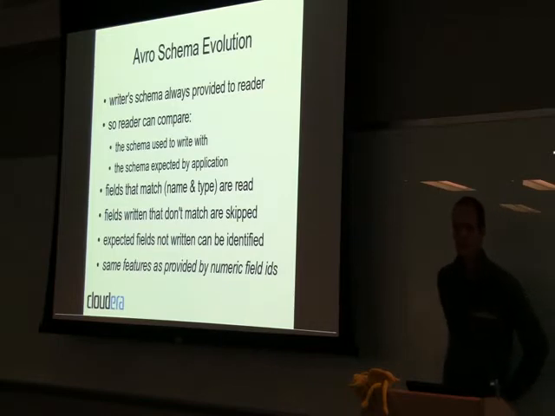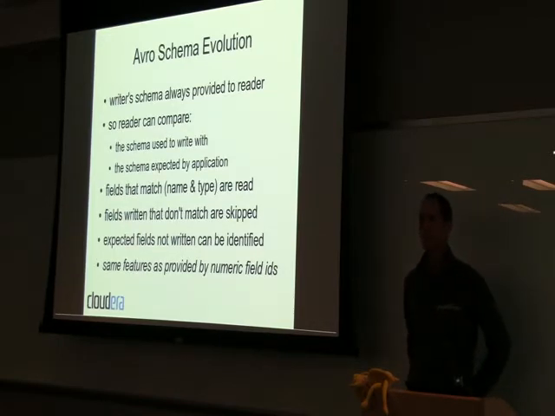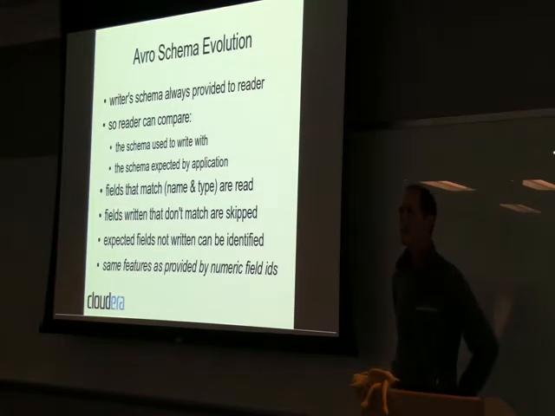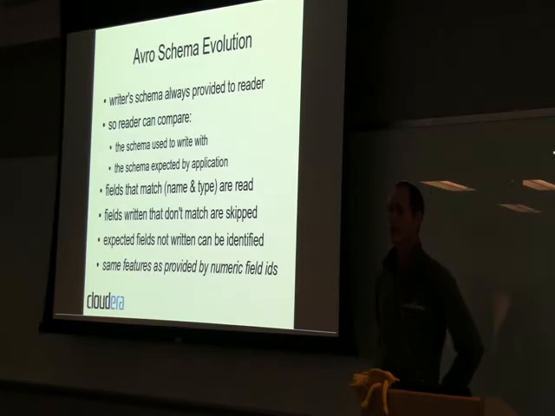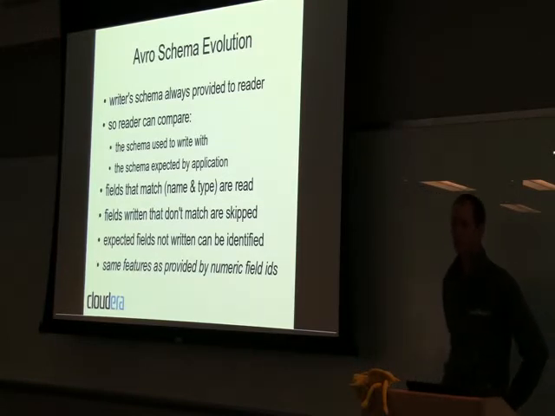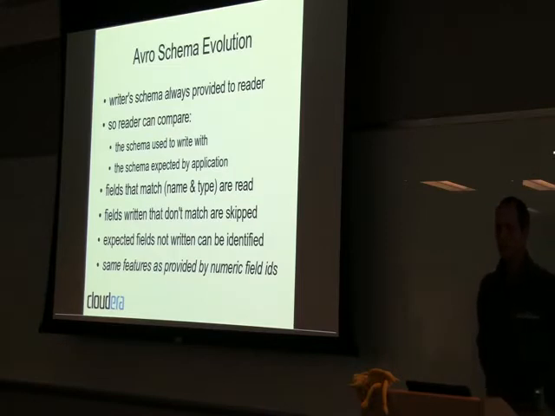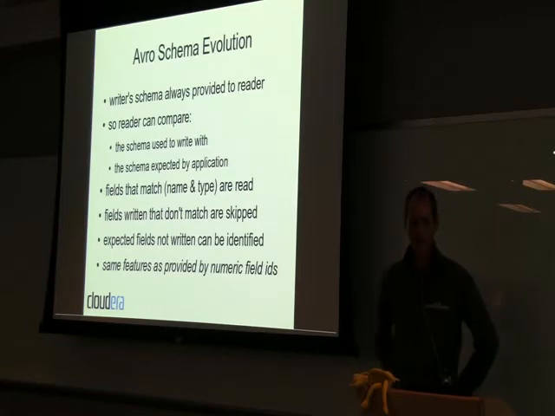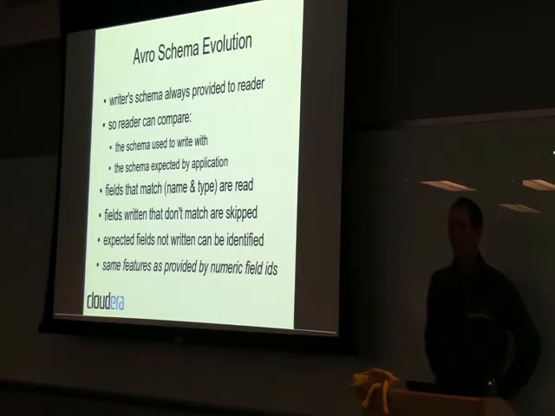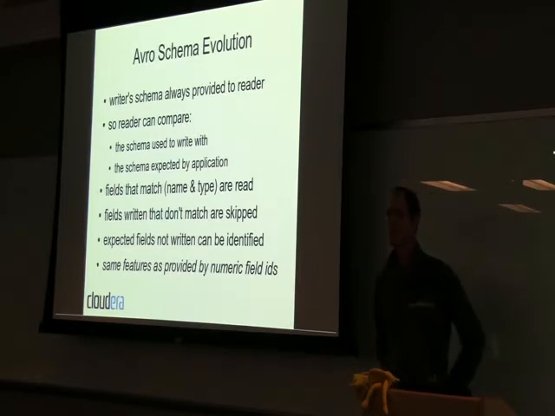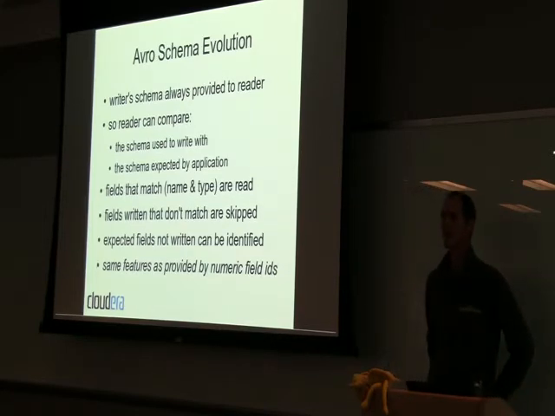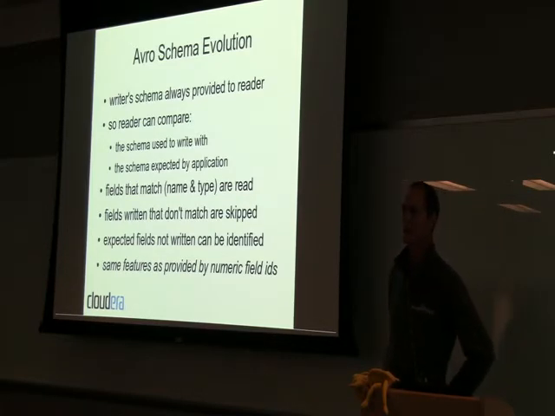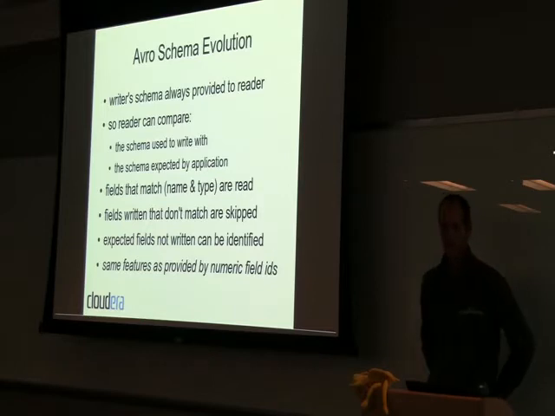Avro supports schema evolution. The writer's schema is always available to the reader. It has to be available to the reader when the data is read. And the reader can then compare what was written to what it expects. So if the data was written and there's a field that corresponds with the same name and type, or a compatible type, then you can read it. And if it's only compatible, it's not an exact match, then you can convert it, and there's rules for that.